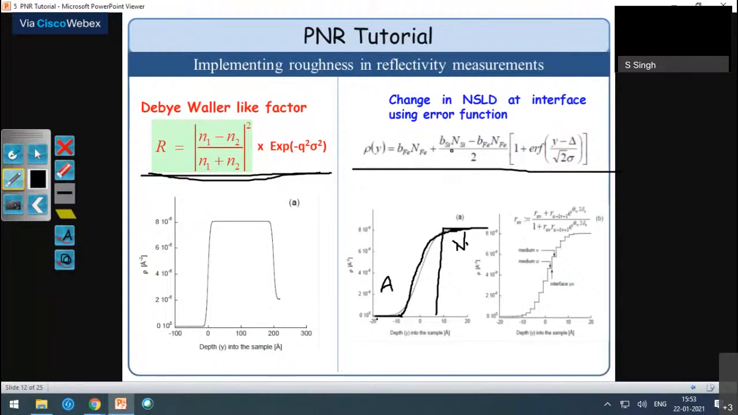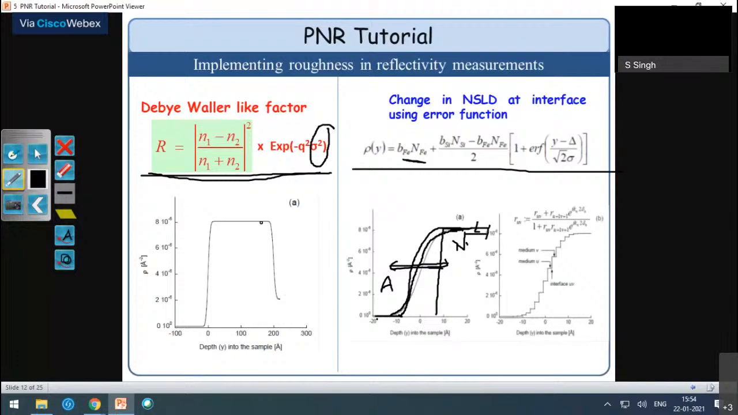So what you are doing, you are using iron. This factor is B iron, N iron. N is the number density. This is the scattering length density of the nickel part. And in between, how you are modulating this, you are changing the difference of iron and this, and using this error function, what you have done, you have smeared it out, and the distance here is double of this sigma square, this roughness.